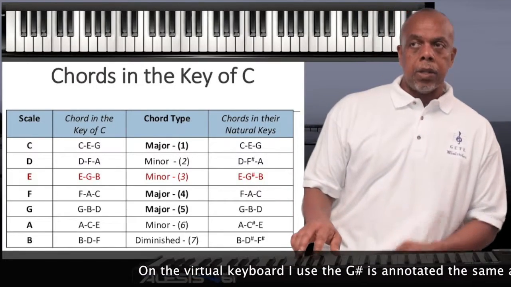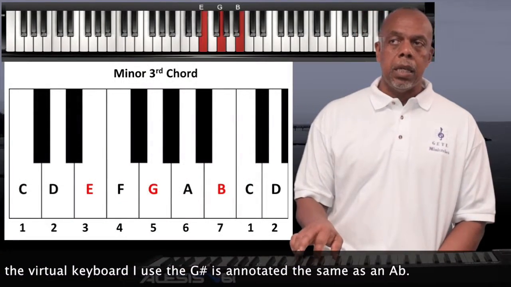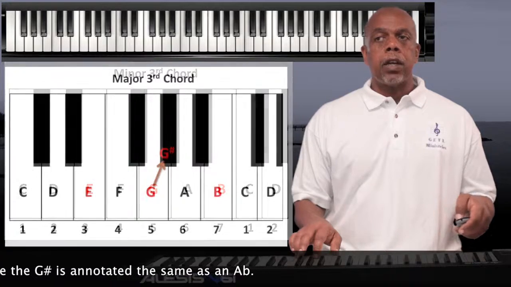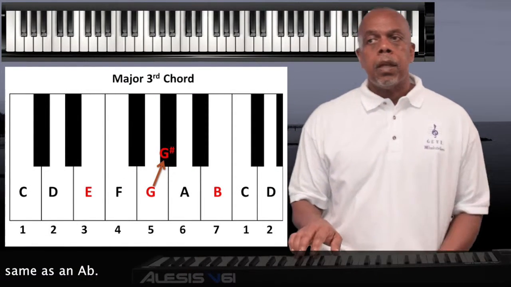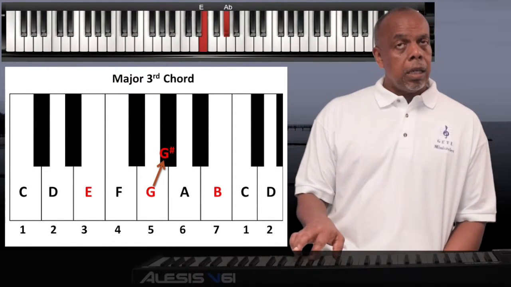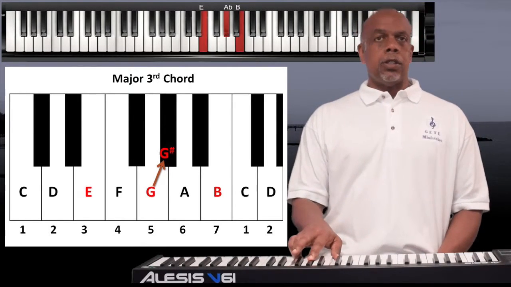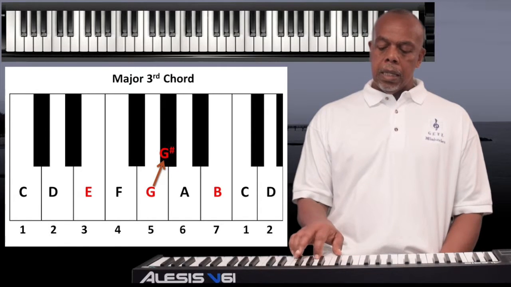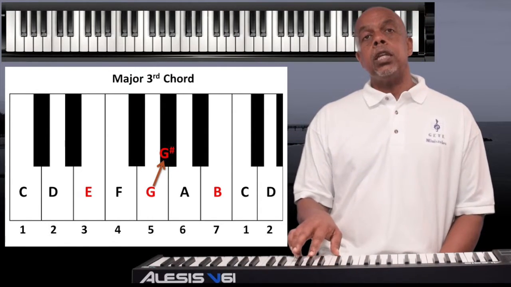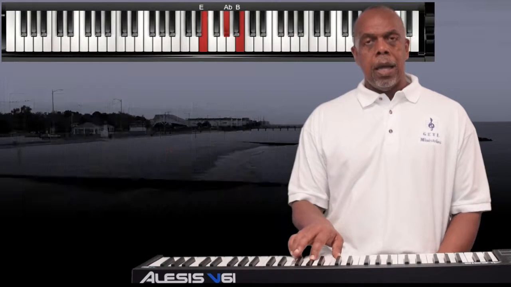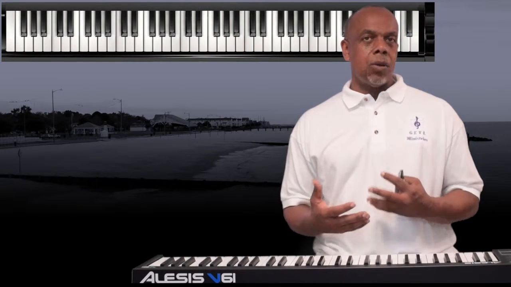Like I said, here's the minor, E, G, B. But if I go to the major, the G is sharp. All right, so you got that? So instead of playing E minor, we're going to use E major. And you get a very distinctive sound when you do that.